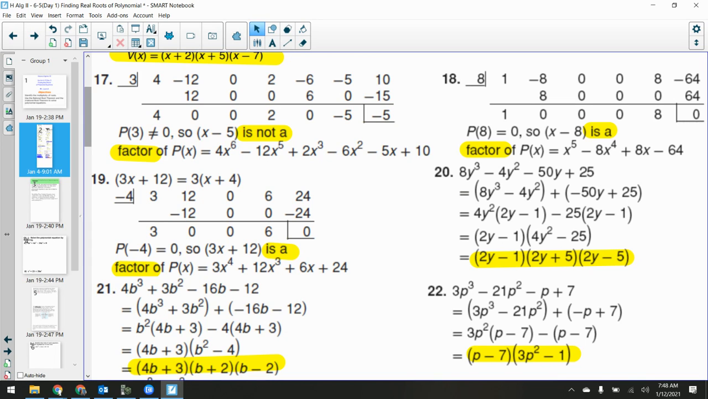So 18 is a factor. Remember that it is a factor when it goes all the way to 0, right? I can't really see it on the TV up there, but on this board you see the remainder ends up being 0. Don't forget to put in the zeros. It's a very common mistake when you're synthetically dividing.